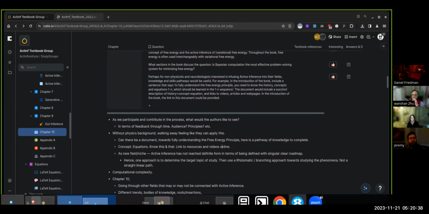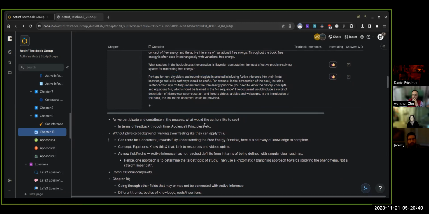Any thoughts on 10 or any other questions? Sean, you asked about the computational complexity. As far as, yes, I did.